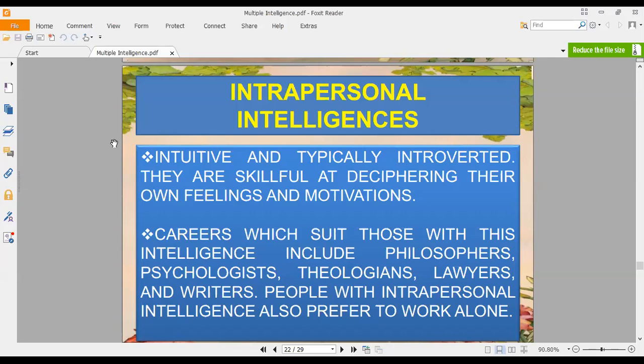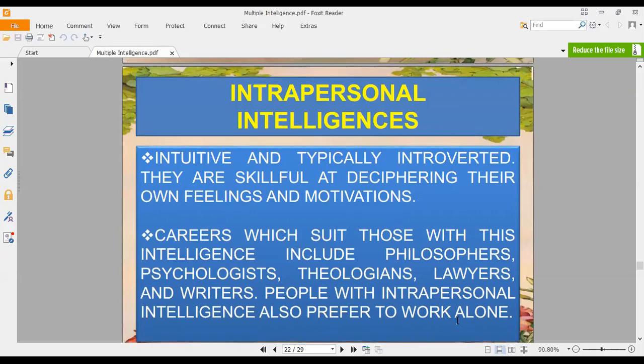Now I'm going to intrapersonal intelligence, the other intelligence level, intuitive and typically introverted. They are skillful in deciphering their own feelings and motivations. Careers with this intelligence include philosophers, psychologists, lawyers and writers, because intrapersonal people work inwardly. These are the people who work alone. They love to work alone, right? Because they are not much interpersonal. They don't want to blend with others.